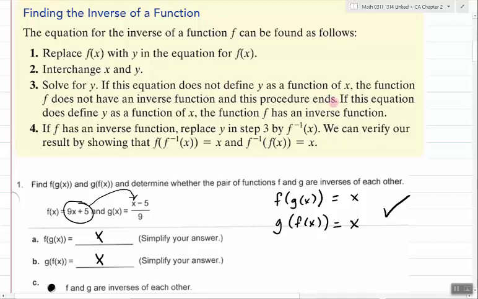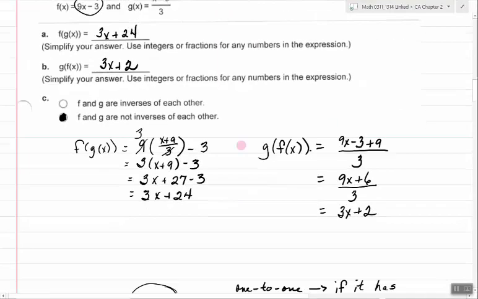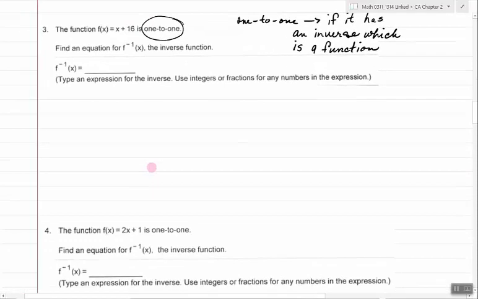But they're telling us in problem number 3 that the original f of x is one-to-one. That means it does have an inverse that is a function. It goes on to say if f has an inverse function, replace y, the y that you got in step 3, by a new name, f inverse of x. Now we could then prove that they were inverses of each other, but we're not going to. So I will remind you of those steps as we do problem number 3.